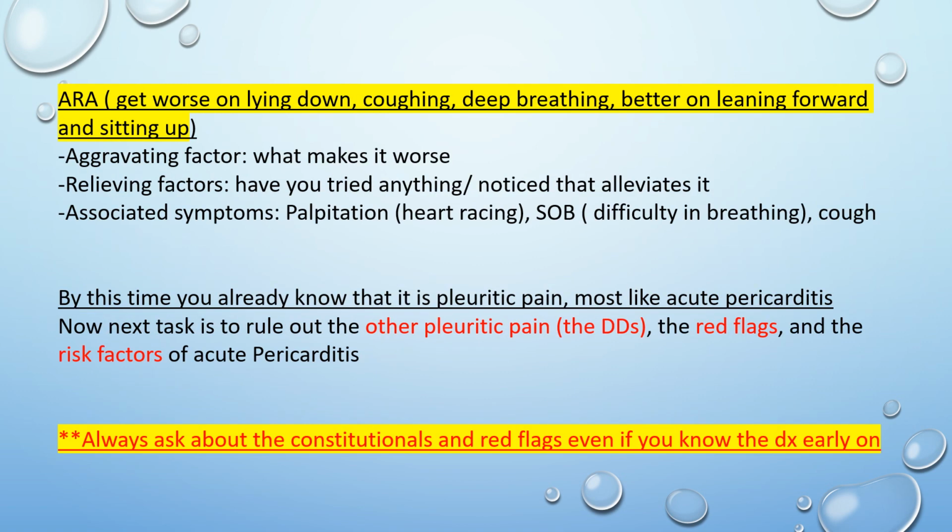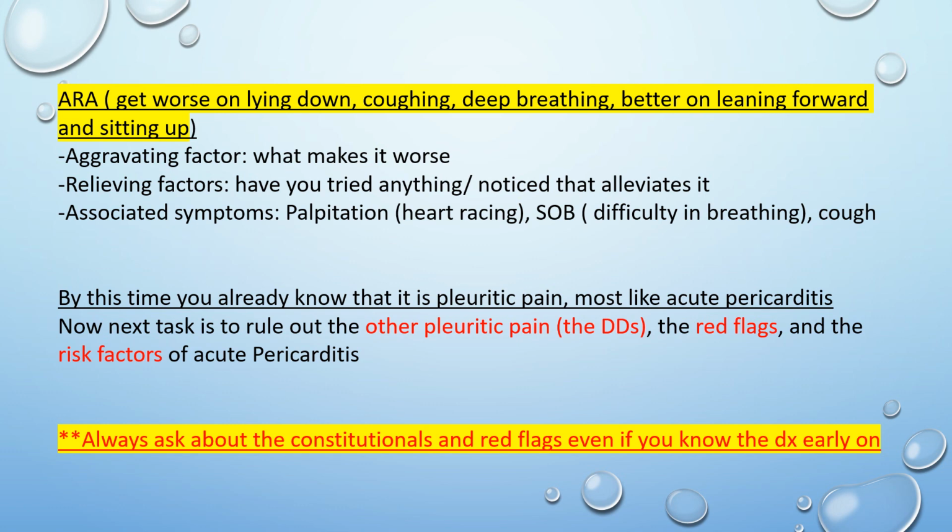Once we are done with the step 1 questions, we will move on to step 2, which is aggravating factor: what makes it worse? Relieving factor: have you tried anything or noticed anything that relieves your pain? Associated symptoms, for example, racing of your heartbeat, difficulty in breathing, and cough. Typically, acute pericarditis gets worse on lying down, coughing, and deep breathing, and it gets better while leaning forward and sitting up. By this time, you will already know that it is a pleuritic pain, most likely acute pericarditis.